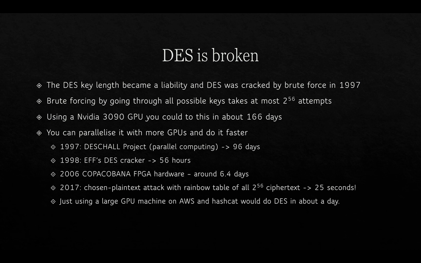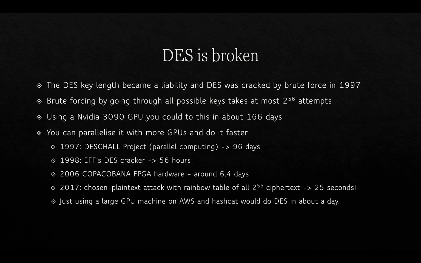Unfortunately, and possibly not unrelated to the fact that the NSA interfered, DES is broken. The DES key length became a liability, and DES was cracked in 1997. Essentially, because it uses a 56-bit key, there are at most 2 to the 56 different keys that can be generated, and so all you need to do is go through all 2 to the 56 attempts.